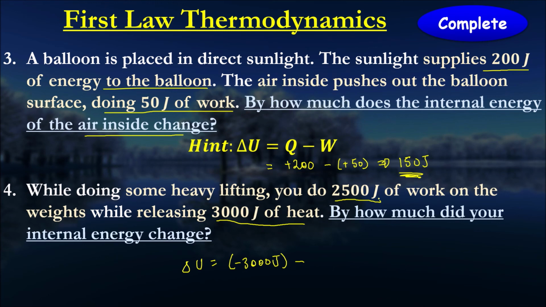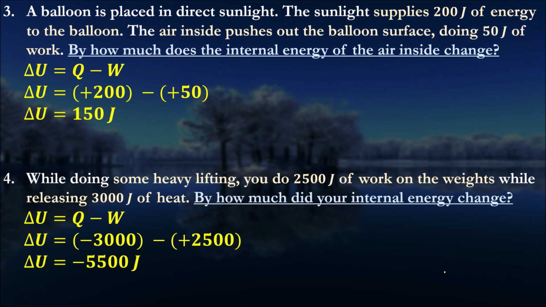Now, this is the amount of energy we're talking about that's in U. Okay, so if you are doing that work on the weight, then that's positive 2,500 joules of energy. So what we have here is an overall net of negative 5,500 joules of internal energy change. Okay, so there you go.